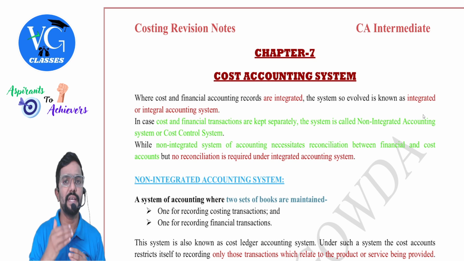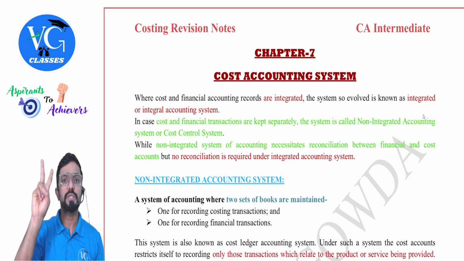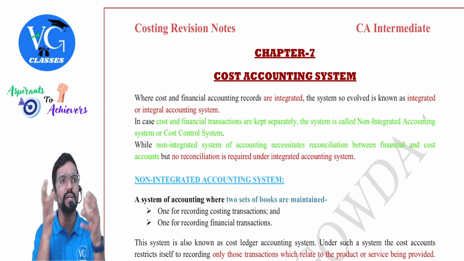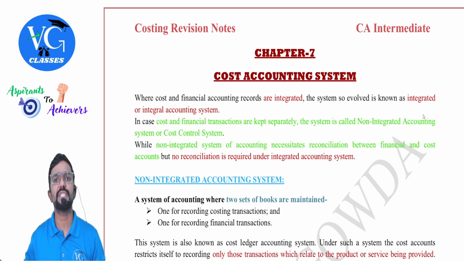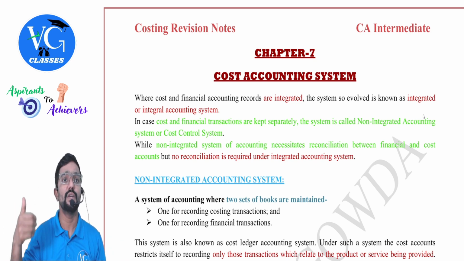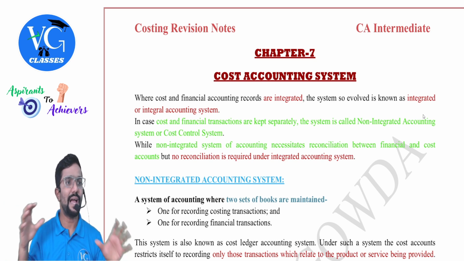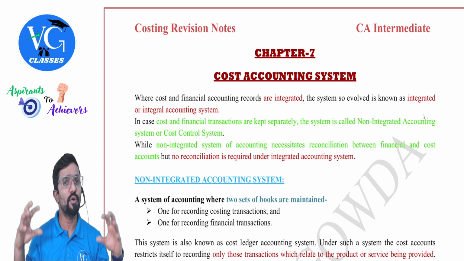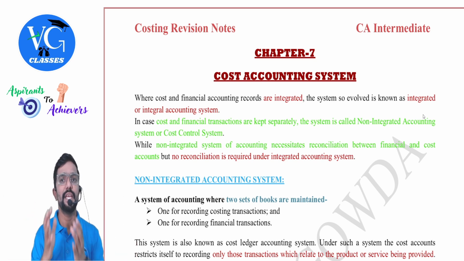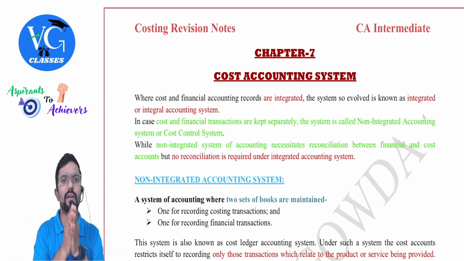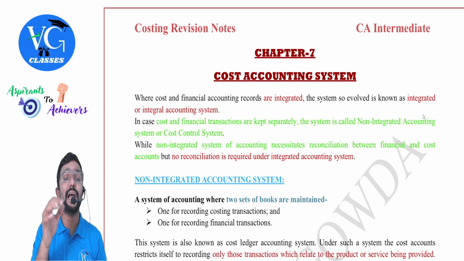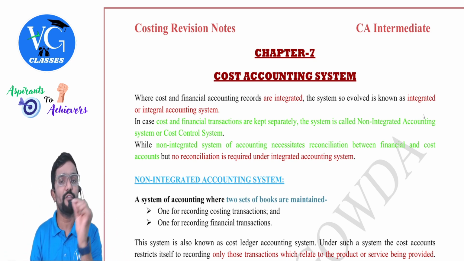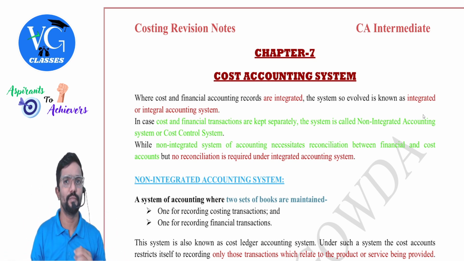Whereas under the non-integrated system, I will maintain two separate sets of books. One book is to record only financial transactions, which we call financial records. The other book is to record the costing transactions, which we call cost records. As there are two sets of books and both have different objectives, in financial books, what we record is how much profit the company made as a whole.